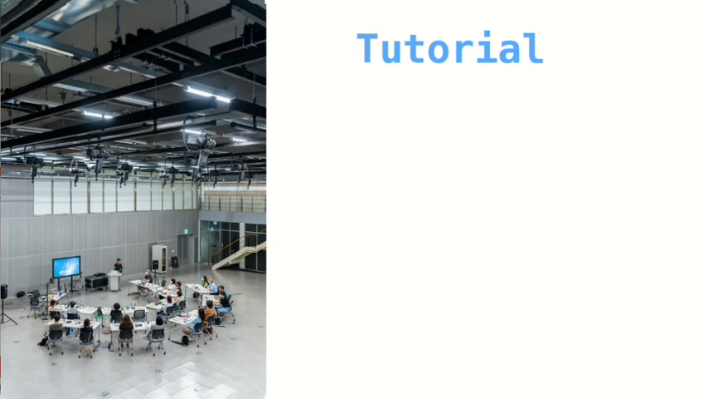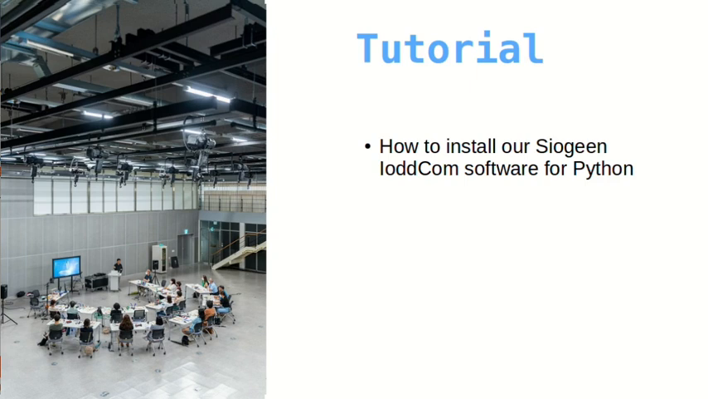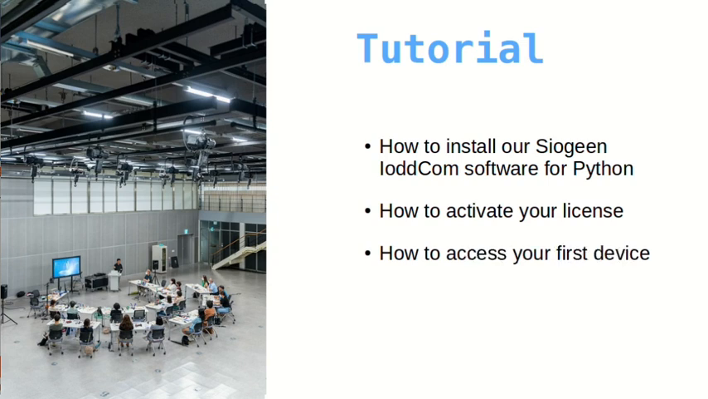This is our first tutorial video explaining how to install our Cyogene IoddCom IO-Link communication software for Python. It will also show how to activate your license and how to access your first device.